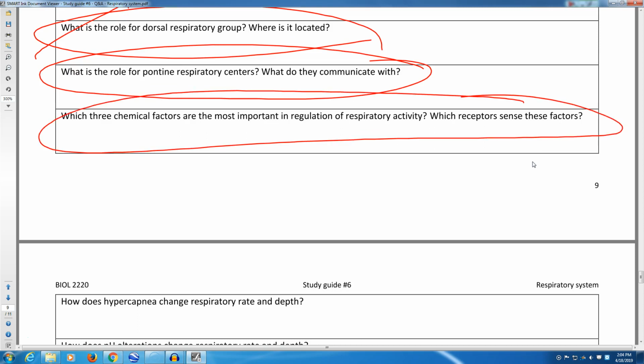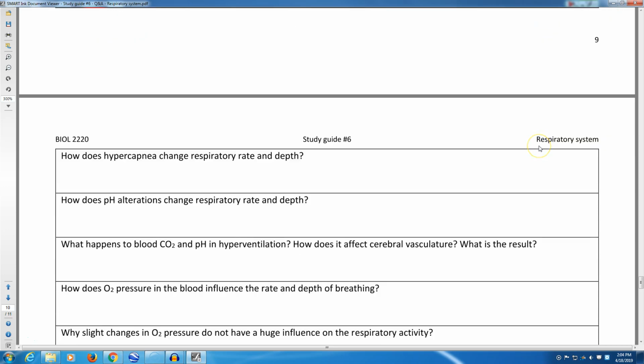Chemical factors that are most important in the regulation of respiratory activity. The most important is concentration of which gas? CO2. Second, pH. O2 is the least important. Why? We have venous reserve. Remember, we have a lot of oxygen bound to hemoglobin.